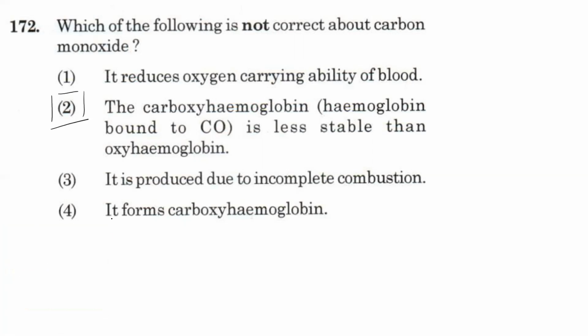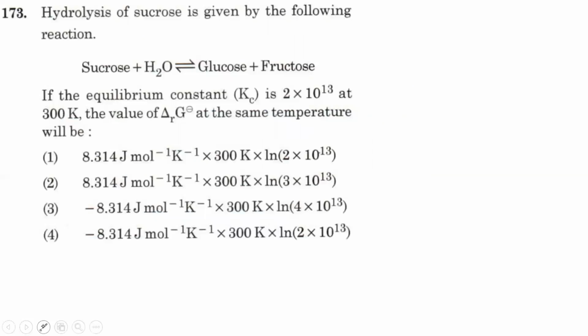Okay, so third option, carbon is going for incomplete combustion. Carbon goes for incomplete combustion means it gives carbon monoxide. Fourth option is hemoglobin combines with carbon monoxide to give carboxyhemoglobin. So incorrect statement is second option we can say. Okay, we will go to next question.